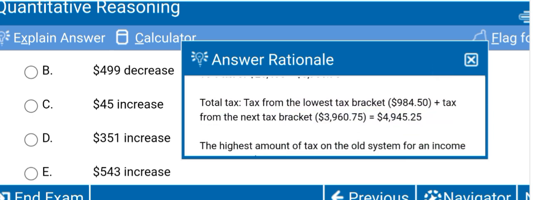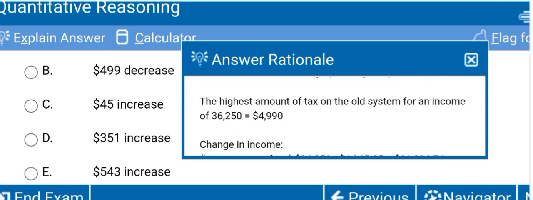Total tax, that is tax from the lowest tax bracket, that is $984.50, plus tax from the next tax bracket, that is $3,960.75, equals $4,945.25.